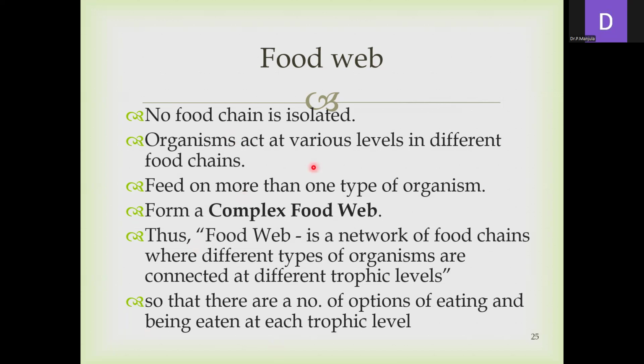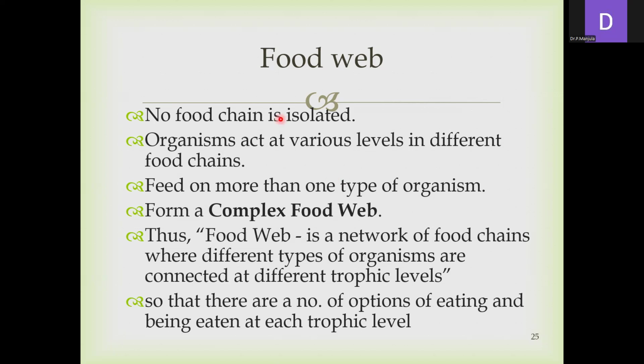The organisms which act at various levels in different food chains feed on more than one type of organism, and they form the complex food web. So the food web is nothing but a group of food chains that are interconnected and interlocked to form a web-like structure.